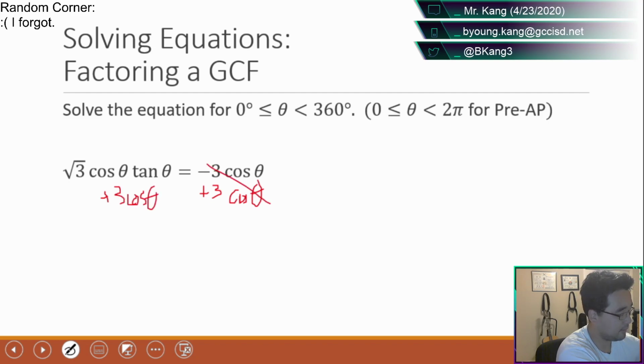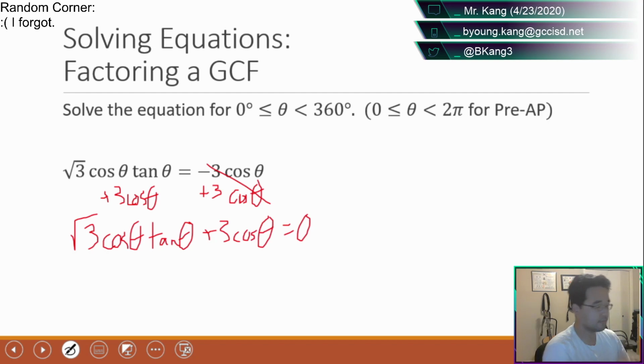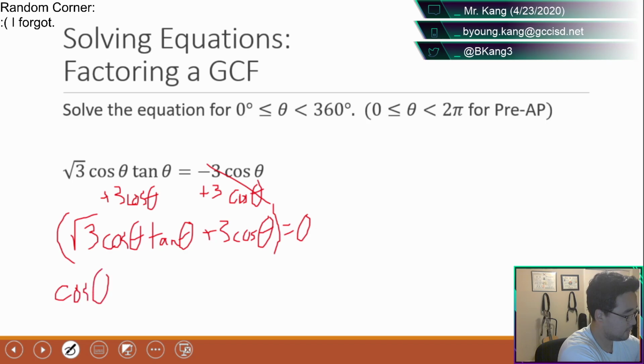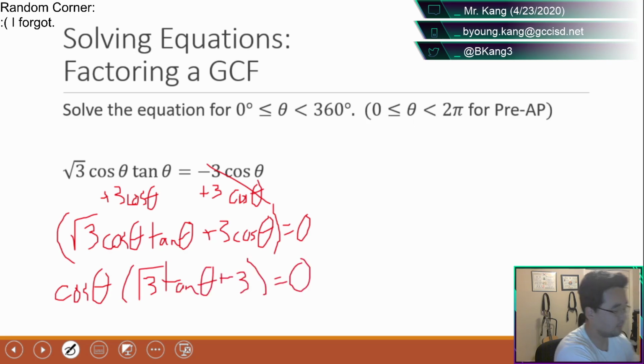So I end up with square root of 3 cosine tangent plus 3 cosine equals 0. Notice how I only have two terms: square root of 3 cosine tangent plus 3 cosine. If I put a giant parentheses around the whole thing, term 1 and term 2 both have a cosine there, right? So I can factor the cosine away, and I'm left with parentheses, square root of 3 tangent plus 3 equals 0.